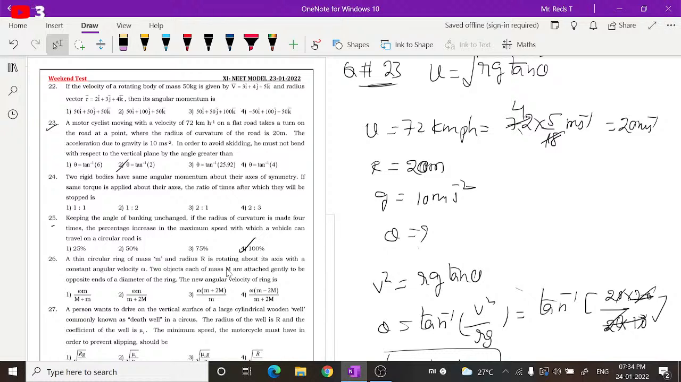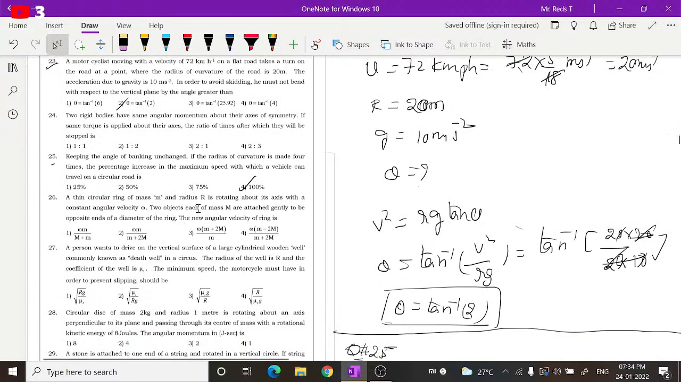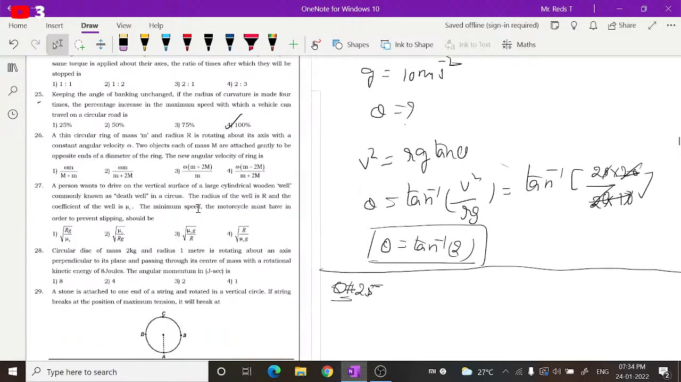Okay. Next. See question number 20. Next alternate question, 27th one. A person wants to drive on the vertical surface of a large cylindrical wooden well, commonly known as death well, in a circus.